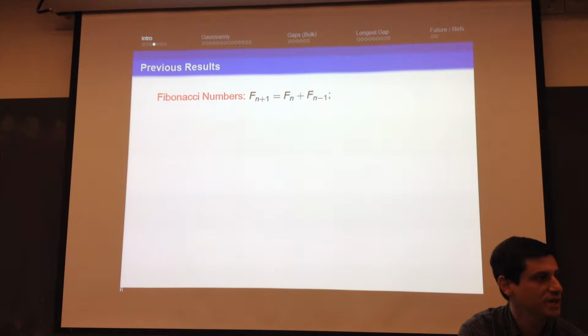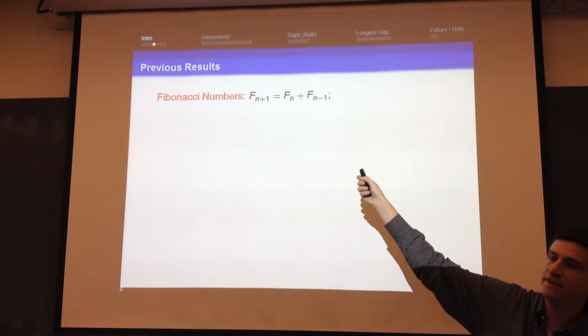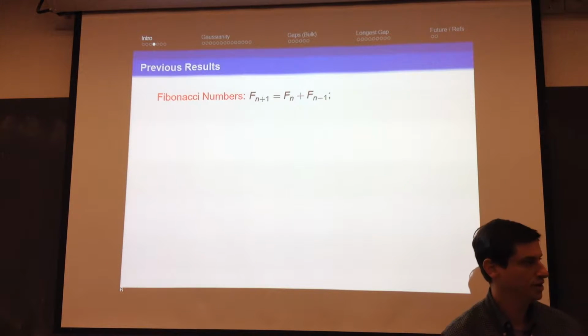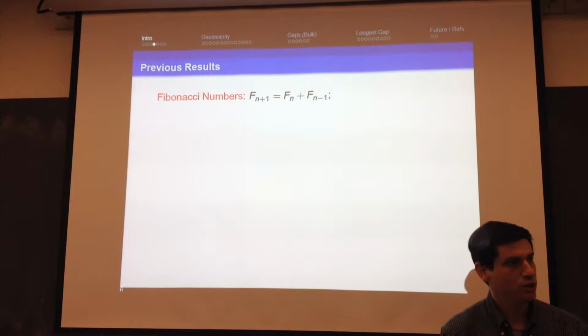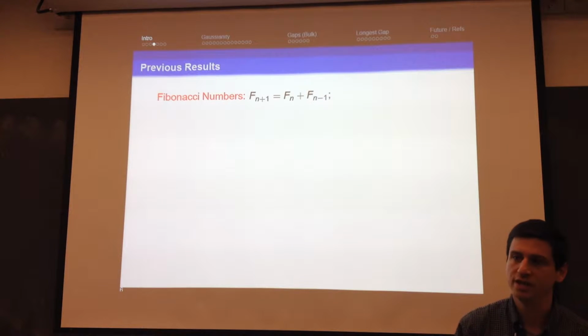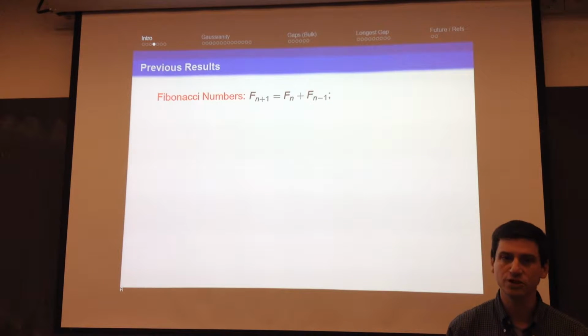Hopefully you've all seen the Fibonacci numbers, if for no other reason that we've already looked at them this semester. They are defined by this beautiful recurrence relation: F_{n+1} is F_n plus F_{n-1}. So the two previous terms completely determine the next one. And once I give you this, the entire sequence is defined. The only thing that we have a little bit of play with is the initial conditions. And depending on what you want to do, different initial conditions are better.